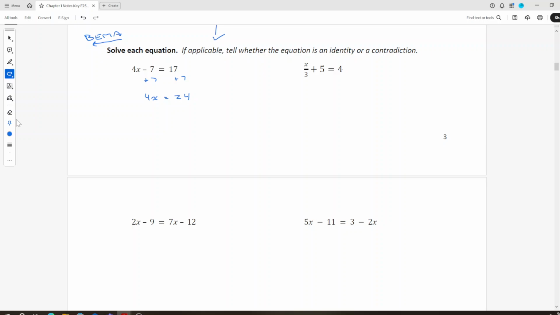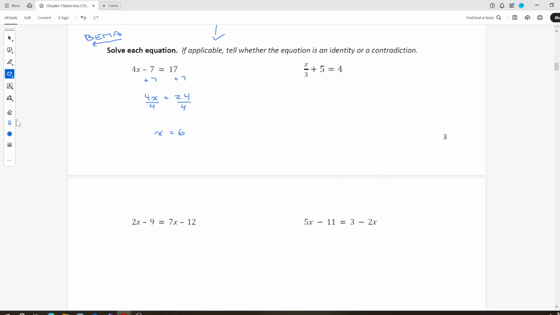Then I'm going to move on to step 3, which is to rip the x and the 4 apart. What are the 4 and the x doing? Well, they're multiplying. So I'm going to divide by 4 to get rid of it. And I would end up with x is equal to 6. And then I could just check it quickly. 4 times 6 is 24. 24 minus 7 is 17.